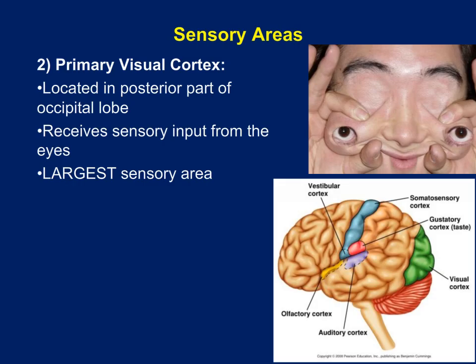Another very important sensory area is the primary visual cortex. The primary visual cortex receives sensory input from the eyes, and this information is processed in the posterior region of the occipital lobe. Now, as you can probably imagine, a lot of the sensory part of the brain is in fact devoted to vision. We are very visual animals, and as a result, the primary visual cortex is the largest sensory region of the cerebral cortex.